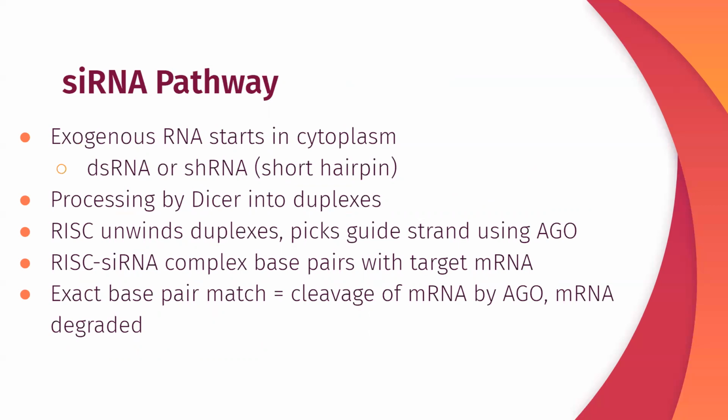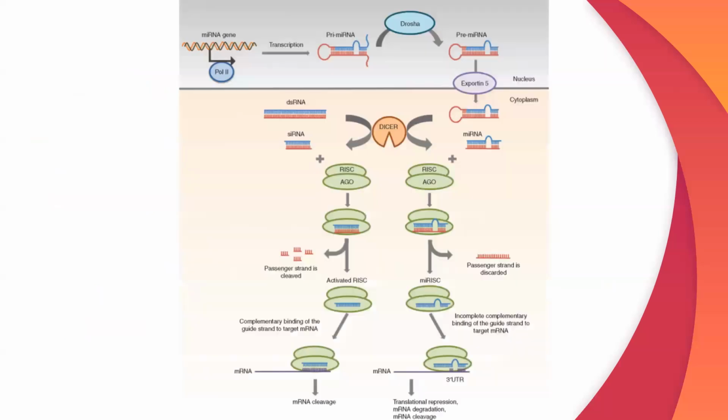RISC is going to unwind it. We're going to pick our guide strand. Our guide strand is going to find our targets. And usually with siRNA, we're going to have exact matches, which means that we will have degradation by Argonaute of our target strand. Do you feel okay with that?